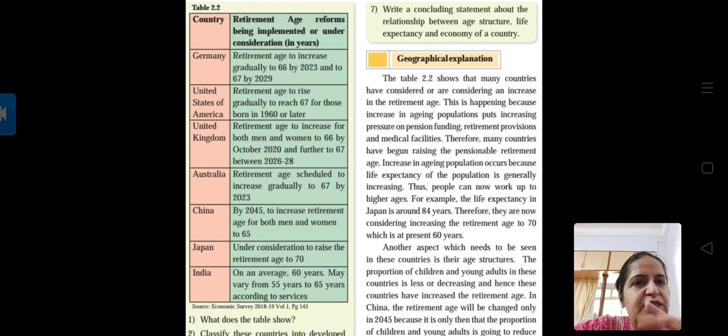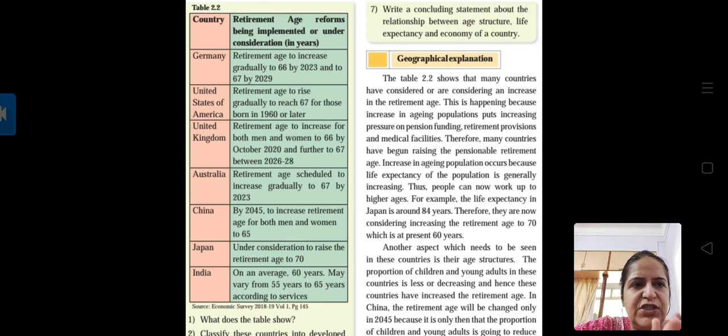United Kingdom: it has to increase for men and women both to 66 by 2020, that is this year, and further to 67 between 2026 and 28. You look at the years, the retirement age is increased by a year. Australia: it has to increase gradually to 67 by 2023. China: by 2045, the retirement age for men and women both would be 65. Japan: they are considering raising the retirement age to 70. You can see the elderly population over there, as I've said, is more.